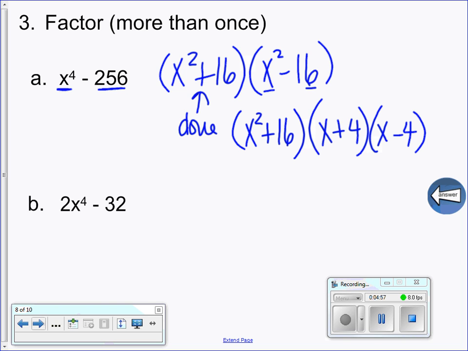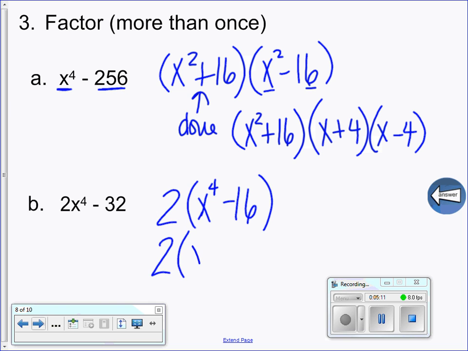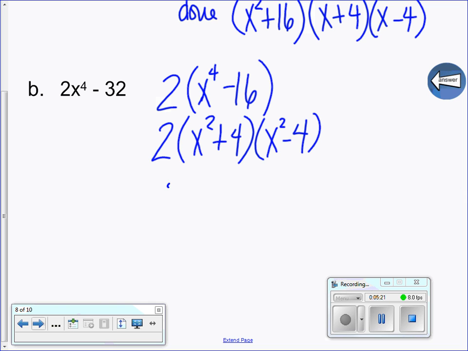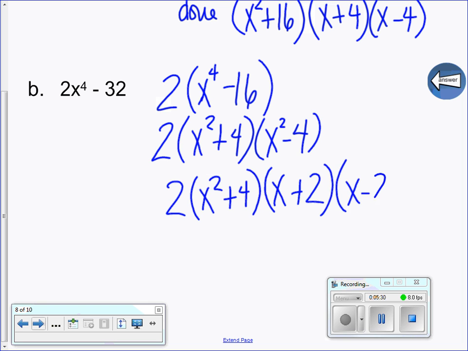And the second one, my first GCF is going to be 2, and then that gets me x to the 4th minus 16. X to the 4th is a perfect square, and so is 16. So 2 times x squared plus 4 and x squared minus 4. X squared plus 4 is prime, so I can't do anything with that. But x squared minus 4 is the difference of squares, so that's going to be x plus 2, x minus 2.